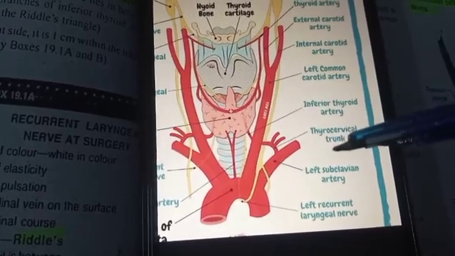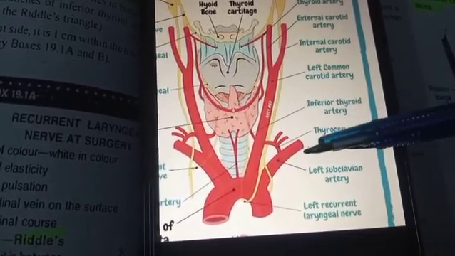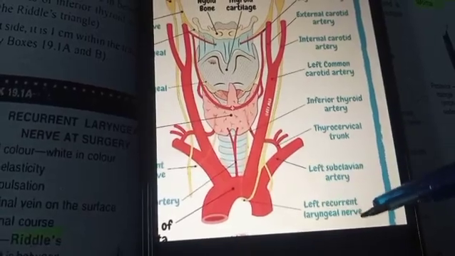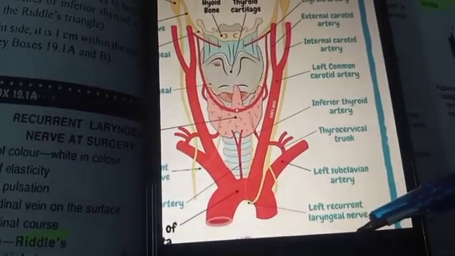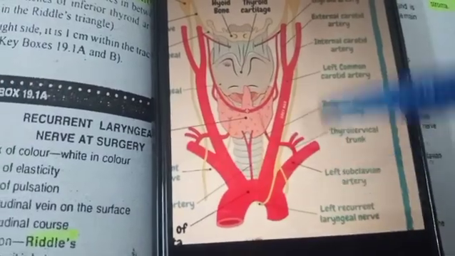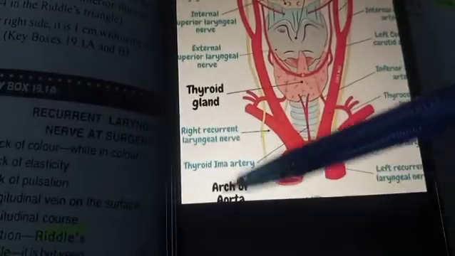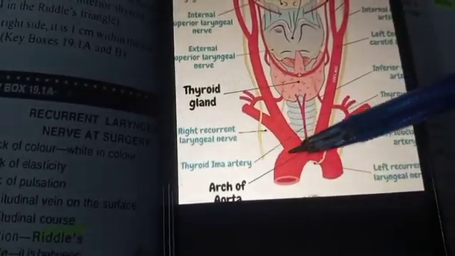That is what is important: to ligate the inferior thyroid artery properly away from the gland, and also to prevent damage to the recurrent laryngeal nerve. We have the thyroid ima also here. So you can see the thyroid ima artery here.